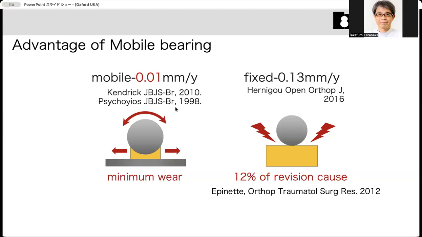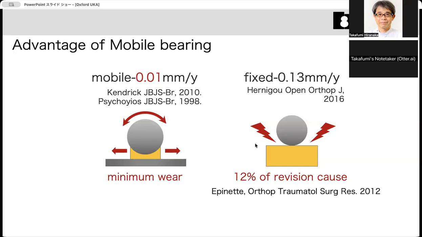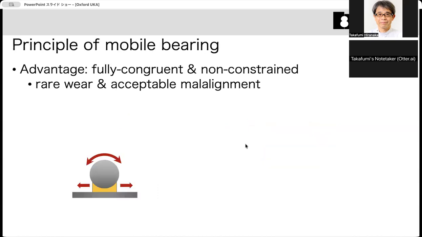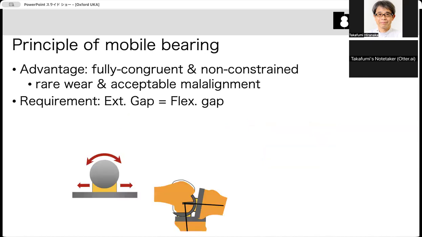昨日は、上に関してね。So I told about the advantages of mobile bearing UKA. Okay. So this principle of mobile bearing is full congruent and non-constraint. The benefits are very small amount of wear and acceptable malalignment. But it requires extension and flexion gap adjustment.